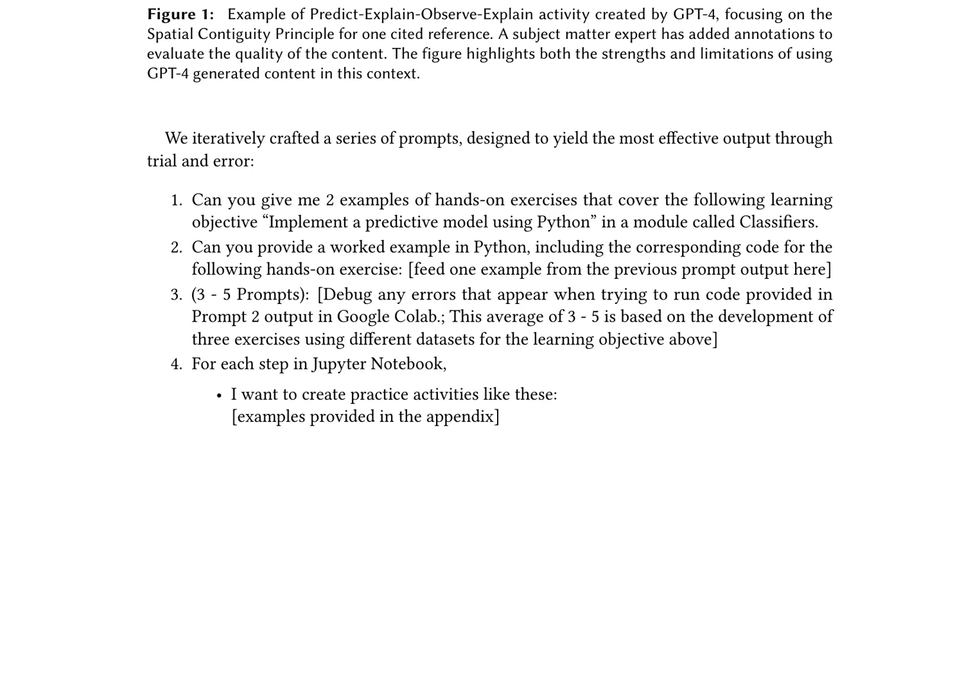The third set of prompts, averaging around 3 to 5, aims to debug any errors that appear when trying to run the code provided in the prompt 2 output in Google Colab. This is based on the development of 3 exercises using different datasets for the learning objective above. Finally, for each step in the Jupyter Notebook, the authors want to create practice activities like those provided in the appendix. These activities are designed to engage learners and enhance their understanding of the predictive model implementation process.